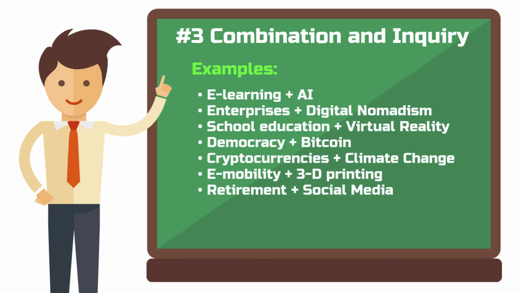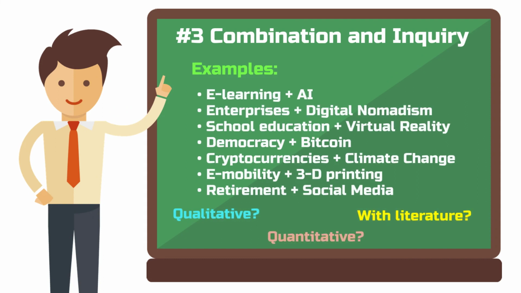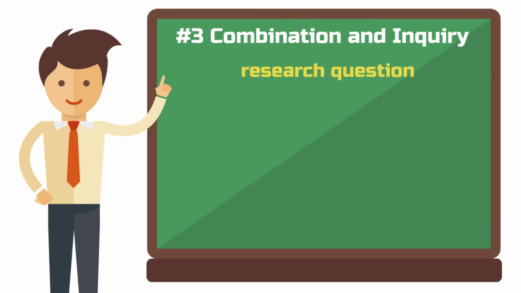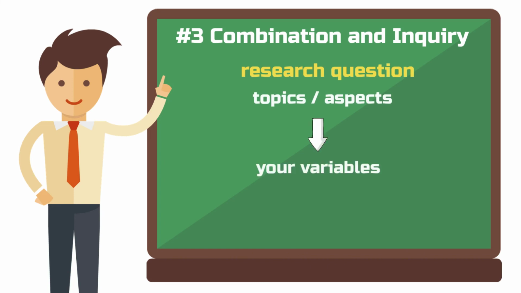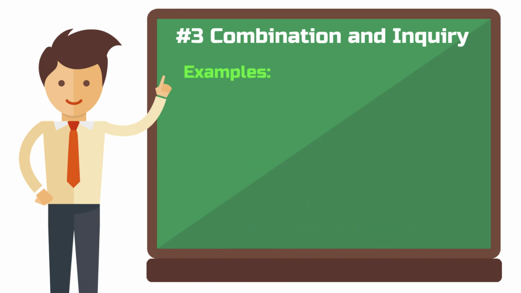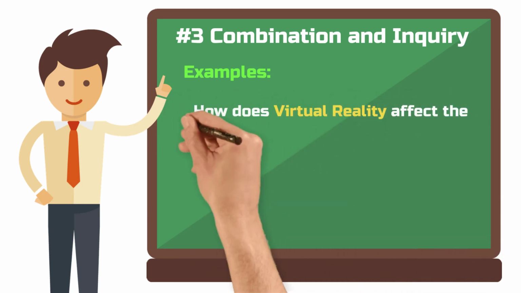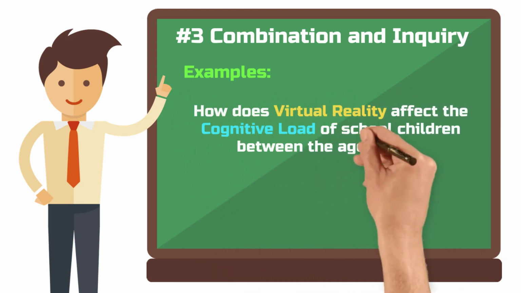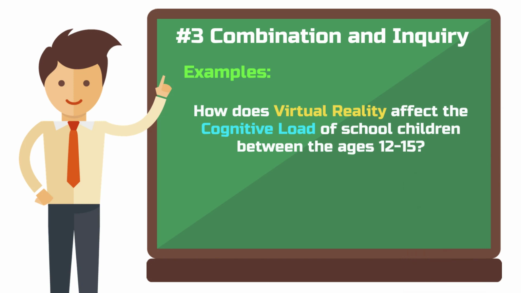So now think about what research problems arise from such a combination and how you might approach this problem methodologically. Qualitatively, quantitatively, or with an analytical approach based on literature? The next step would be to derive a research question. For this, you take your chosen topics or some aspects of it and take those as variables. Then you simply ask for the relationship between the two. For example, how does virtual reality affect the cognitive load of school children between the ages 12 and 15?